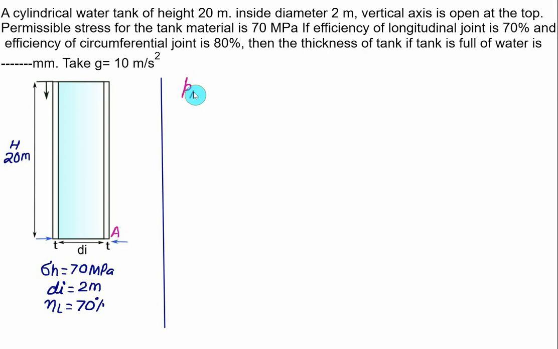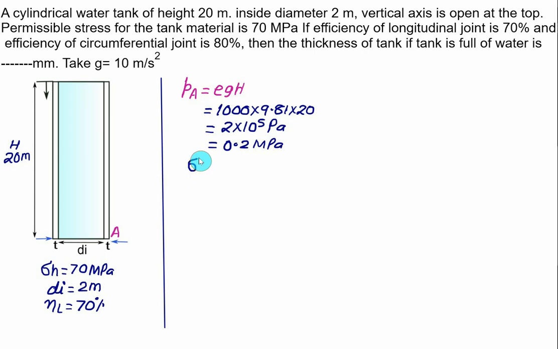To calculate the pressure at A, we'll use the fluid formula, that is rho multiplied by g multiplied by the total height H. Density we will take the standard value equal to 1000. Acceleration due to gravity is 9.81 and the total height is equal to 20 meter. This will give you gauge pressure in Pascal and we'll get this value close to 2 into 10 to the power 5 Pascal, or this value is close to 0.2 megapascal. And now we can use the formula for hoop stress.